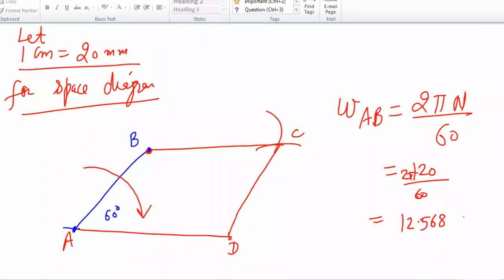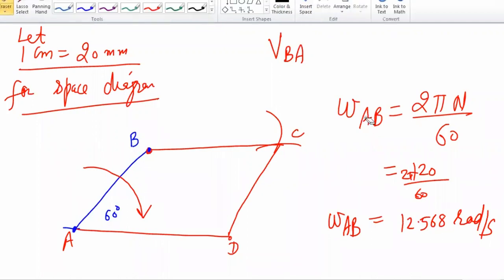12.568 angular velocity is there, na? So the unit will be radian per second. Correct? And what about velocity BA? That was also BA, na? Let it be correct. Omega BA. So what is the formula of VB, Anjali? R into omega BA, isn't it?